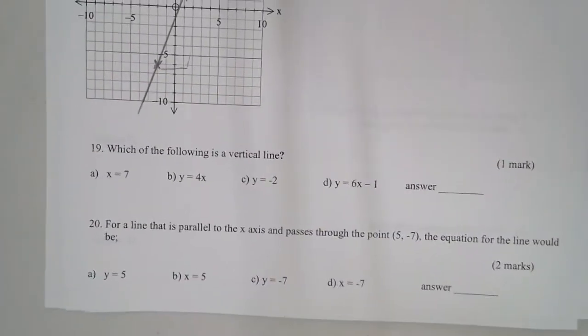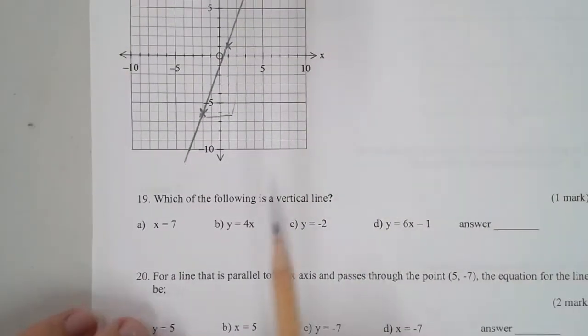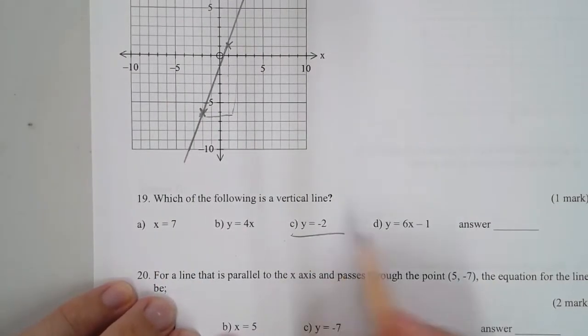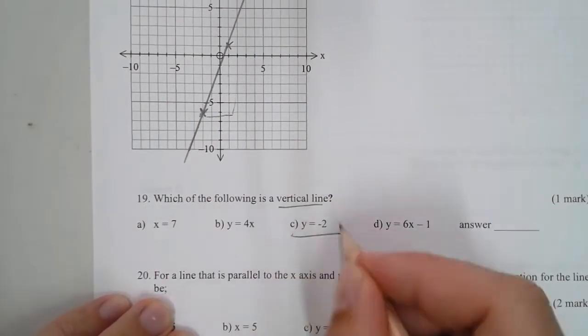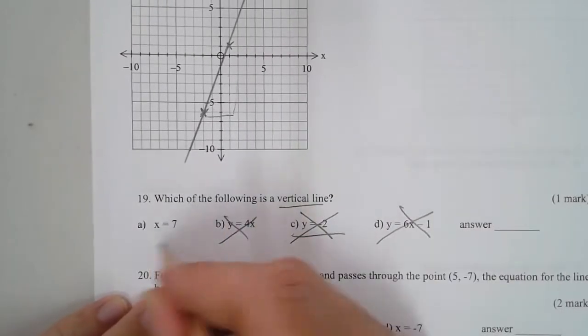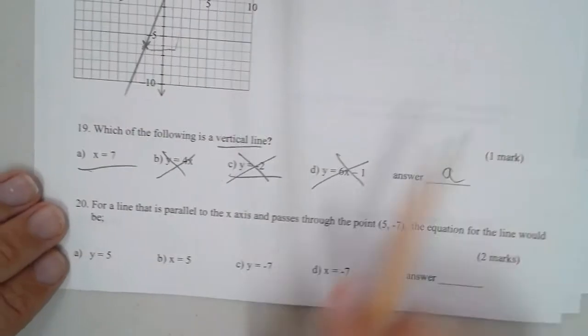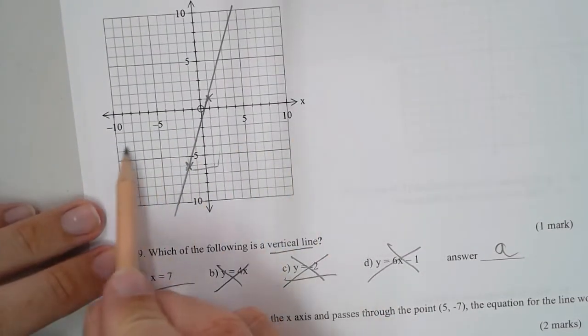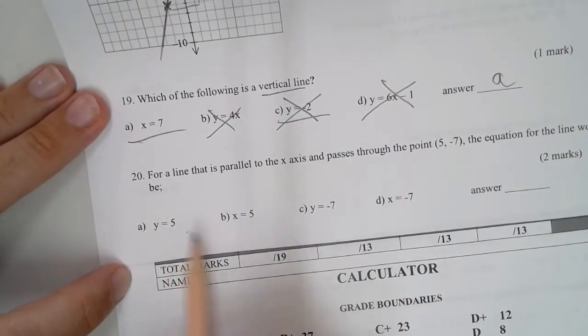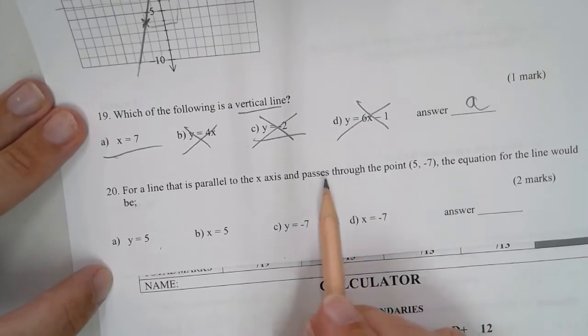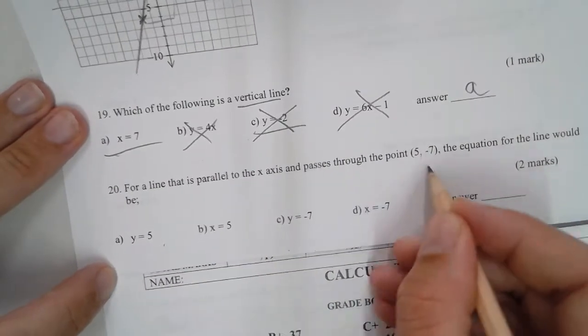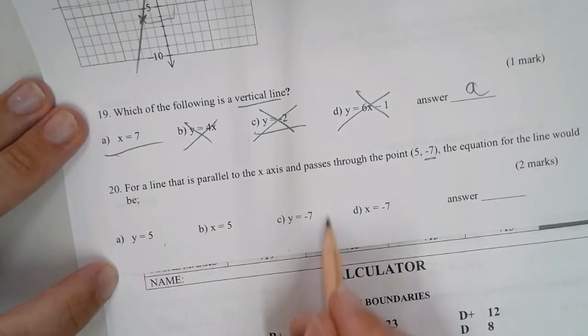19. Which of the following is a vertical line? Well, a vertical line is just y equals a number. No, it's not. A vertical line, sorry, is x equals a number. So it must be A. Question 20. For a line that is parallel to the x-axis, so here's my x-axis, to be parallel to the x-axis, it must be y equals something. So y equals 5 or y equals minus 7, let's have a look, and passes through the point. So it's y equals something, and the y value is minus 7, that must be the answer there.